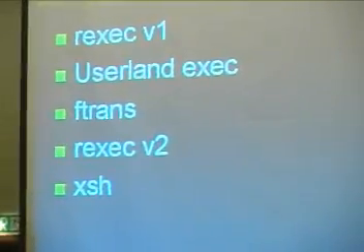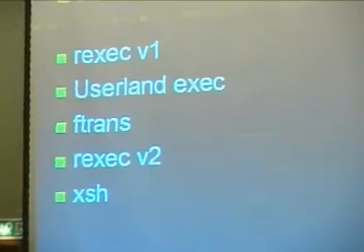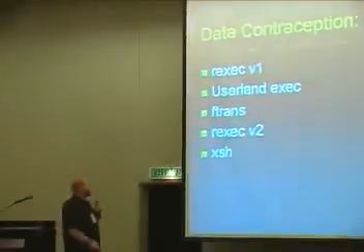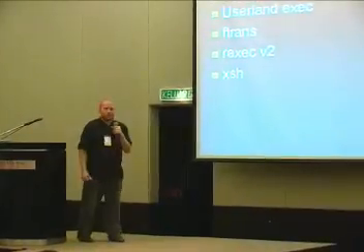There have been actually quite a few implementations of this sort of attack. I'm only going to look at 4 because I can. There's rexec version 1, which is the first version that I implemented of this. There's userland exec, which is basically code which allows you to execute a binary without having to use the execve system call. There's ftrans, which was released by the Phrack Council, which is basically just code that allows you to upload a binary and execute it using userland exec.